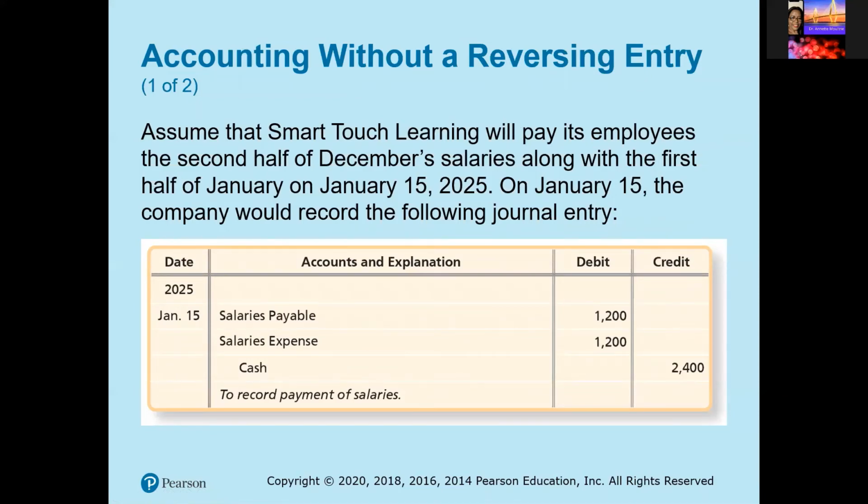Accounting without a reversing entry. Assume that Smart Touch Learning will pay its employees the second half of December salaries along with the first half of January on January 15th of the next year. So on January 15th, the company would record the following journal entry. They would debit salaries payable, debit salaries expense, and credit cash for $2,400.